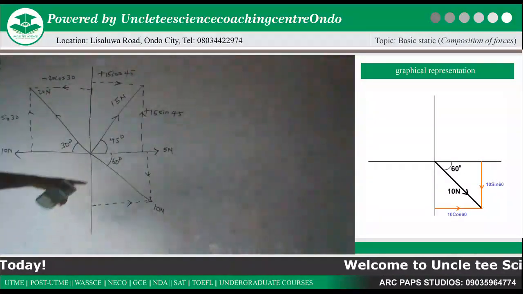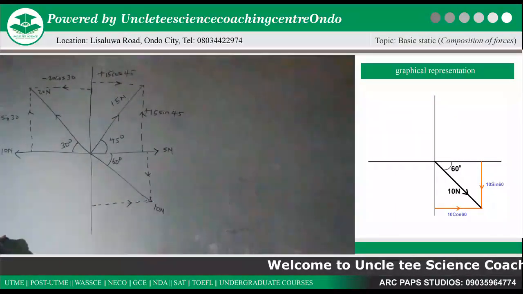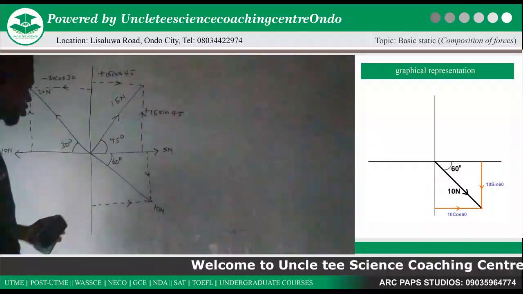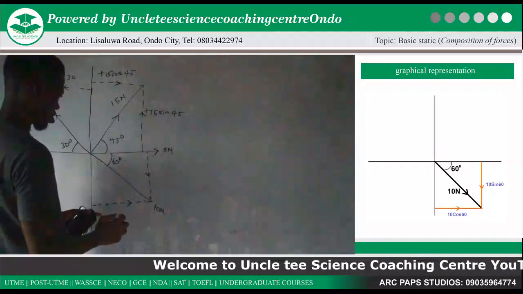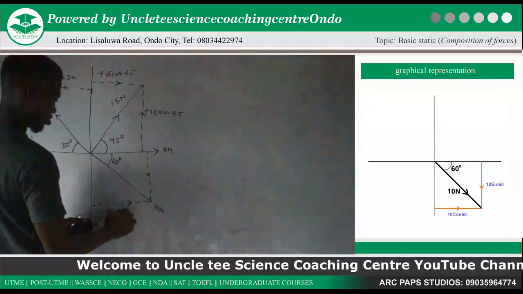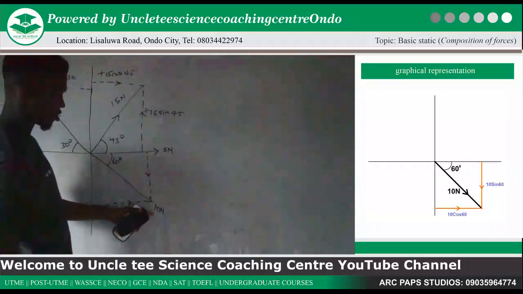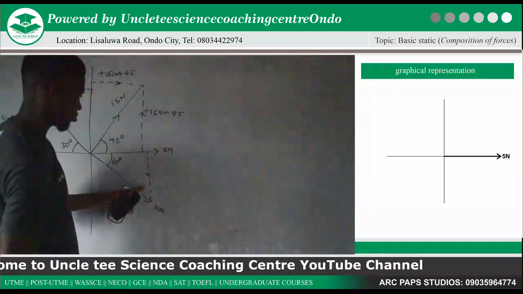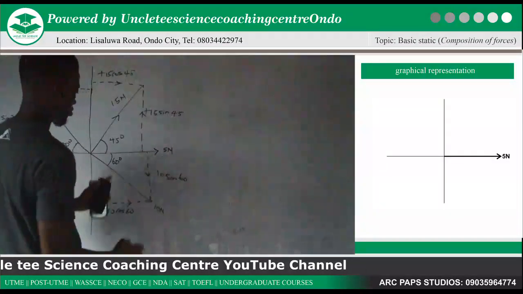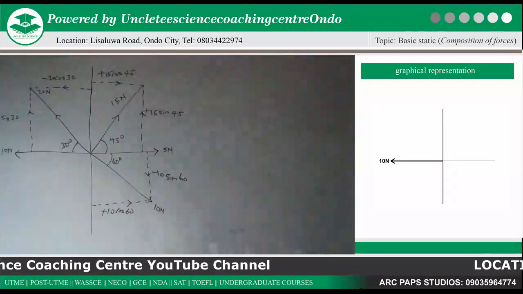Now you can see I'm using the angle of inclination to the horizontal. It is very, very essential: when they give you the angle from the vertical, you have to subtract it from 90 first before you use it. Also for this one, the force is 10 cos 60, pointing towards the positive x-axis, positive. And the vertical will be 10 sine 60, pointing towards the negative y-axis, so this will be negative.